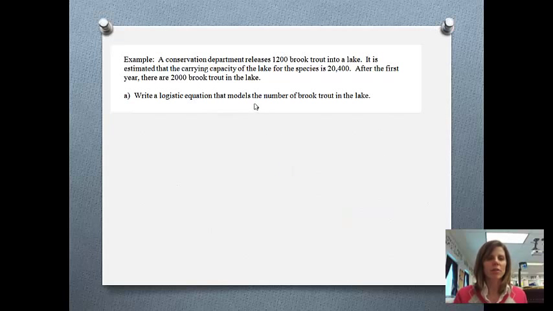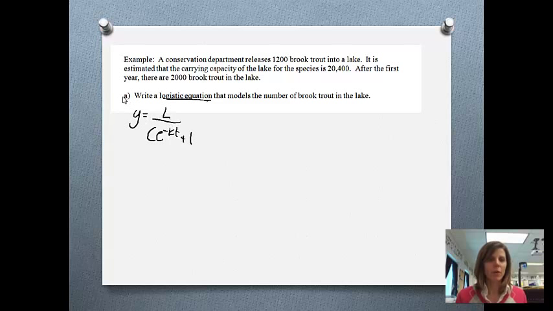A conservation department releases 1,200 brook trout into a lake. It is estimated that the carrying capacity of the lake for the species is 20,400. After the first year, there are 2,000 brook trout in the lake. Question A says write a logistic equation that models the number of brook trout in the lake. If it's asking for a logistic equation, not a differential equation, we know we're going to use the formula y equals L over Ce to the negative kt plus 1.